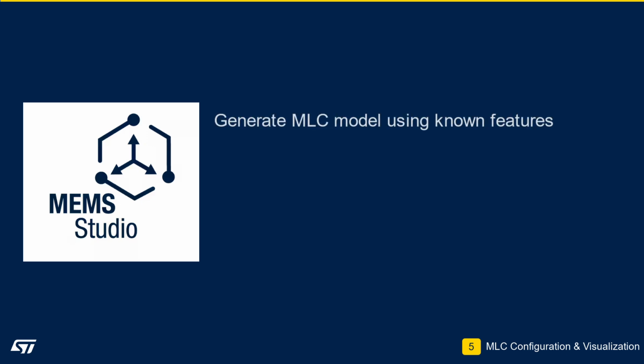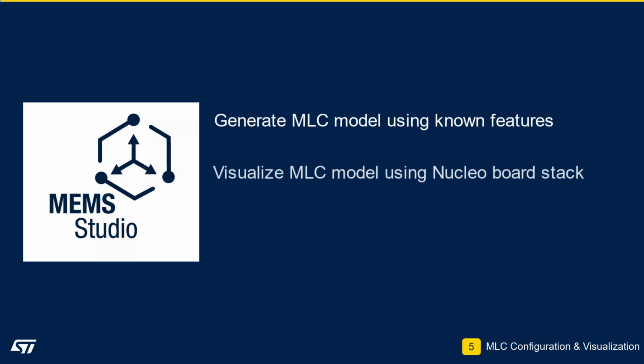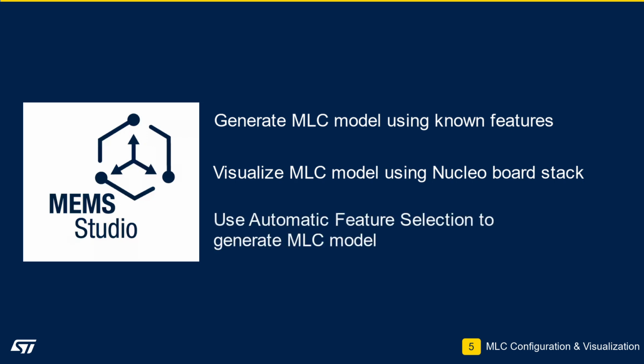In this module, we will use MEMS Studio to generate a machine learning model with data captured from the ISPU DUX S12 accelerometer. We will then program the Nucleo F401RE and the X-Nucleo IKS4A1 expansion board with the generated MLC model and visualize the output of the model in real time. Finally, we will use the built-in automatic filter and feature selection to have MEMS Studio pick out the features of interest to generate a new MLC model to compare to our manually generated model.